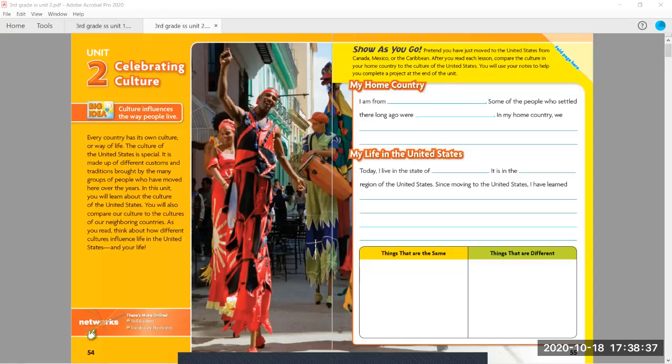My life in the United States. Today I live in the state of, and you'll put the name of the state, and in the blank region of the United States. Since moving to the United States, I've learned, and over here you're going to talk about different things that you've learned since moving to the United States from whichever country you're pretending to be from. You're going to write details about the lifestyle, the food, and the culture, and these are things we're going to fill in as we go. You're going to list things that are the same about the United States and the country that you're from, and things that are different. So let's move on to the next page.